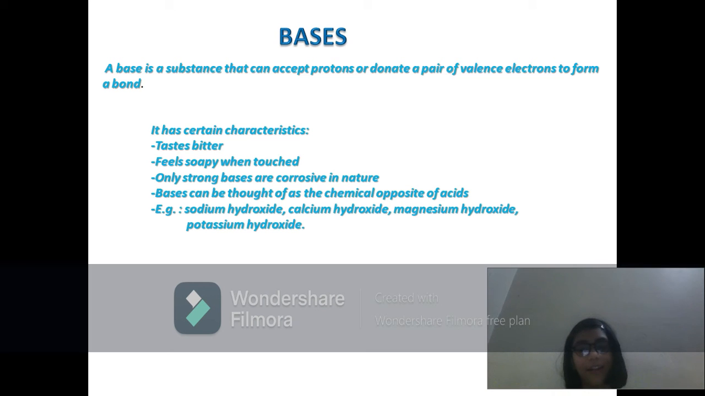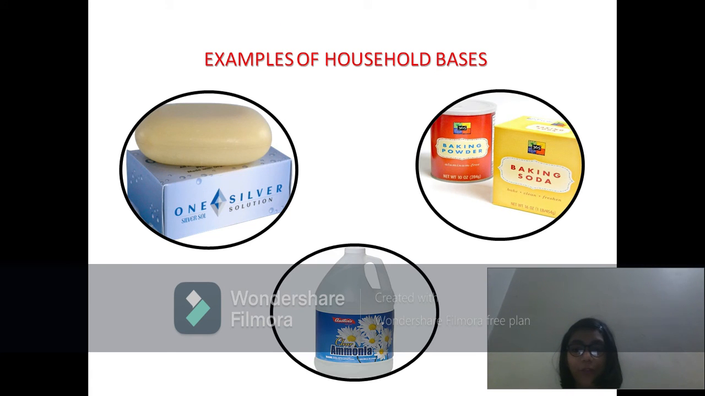It also has certain characteristics. Let's see them. It tastes very bitter, and it feels soapy when touched. Here also some of them are corrosive, but only strong bases are corrosive. So bases can be thought of as the chemical opposite of acids. Some of the examples are sodium hydroxide, calcium hydroxide, magnesium hydroxide and potassium hydroxide. And the examples of bases in the household are soaps, which are mild bases, baking soda used in kitchens, and ammonia, as we all know.